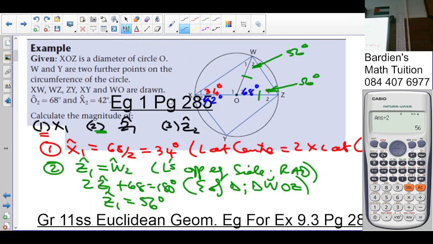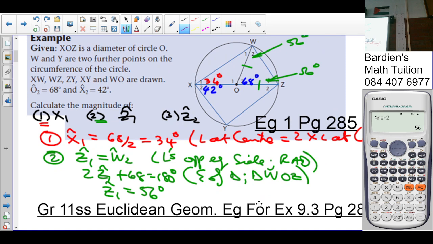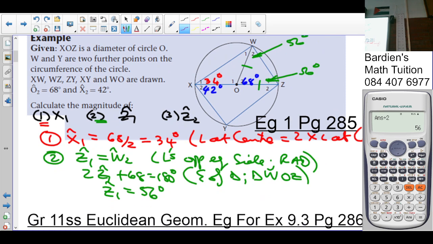Right, so let's go to the last one. The last question says, you must calculate Z2. So if you're looking at Z2, here's Z2. How are you going to calculate Z2? What do we need? We need the size of angle Y. But angle Y is equal to what? 90 degrees. So why is angle Y 90 degrees? Angle in semicircle.